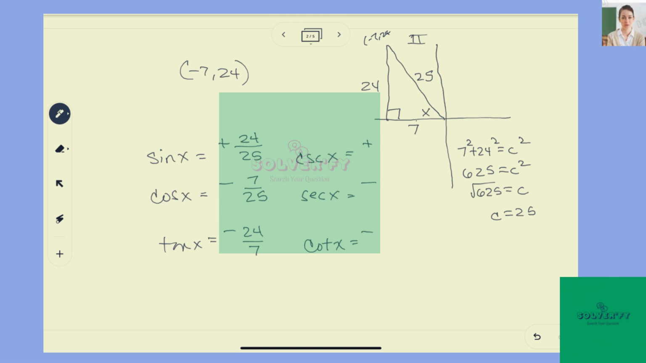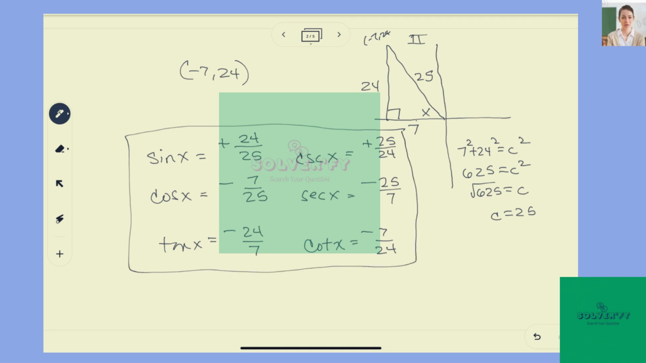To get the 3 remaining reciprocal functions, it's very simple. I just need to flip those fractions. Since cosecant is the reciprocal of sine, cosecant is 25 over 24. Secant, 25 over 7. Cotangent, 7 over 24. And of course, make sure the right signs are there for the ones that are negative, and you're all set.